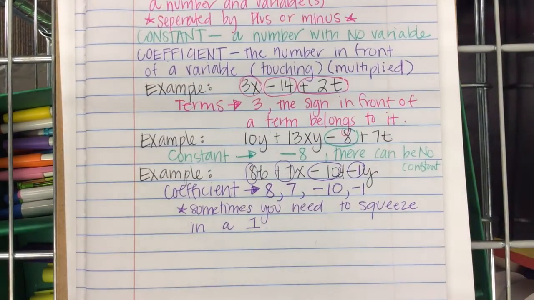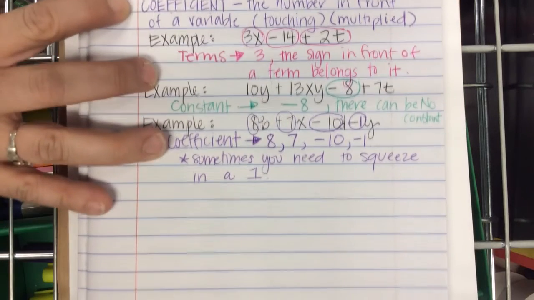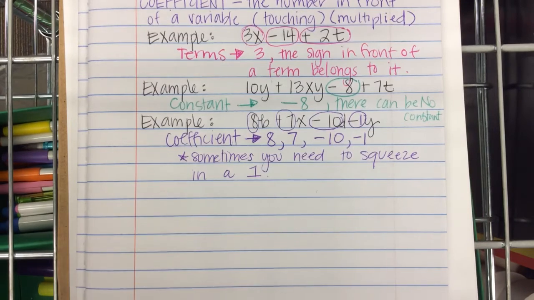So is it easy to identify terms, constants, and coefficients? Like if you have the definitions in front of you, can you find them in an expression? So now let's talk like terms. This is the big one.